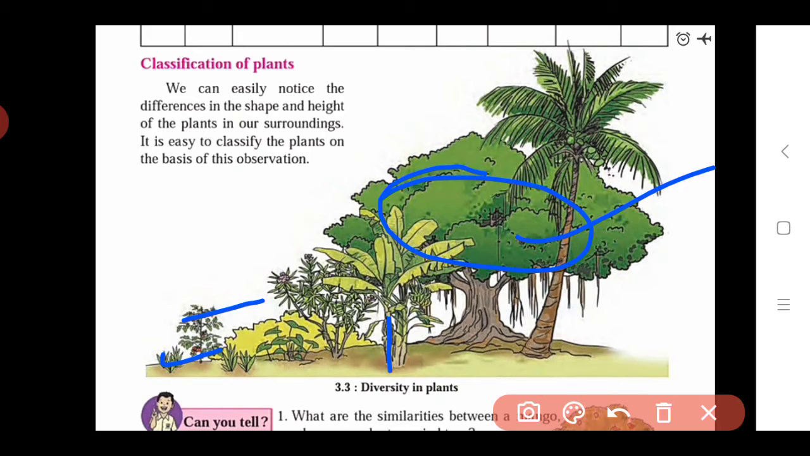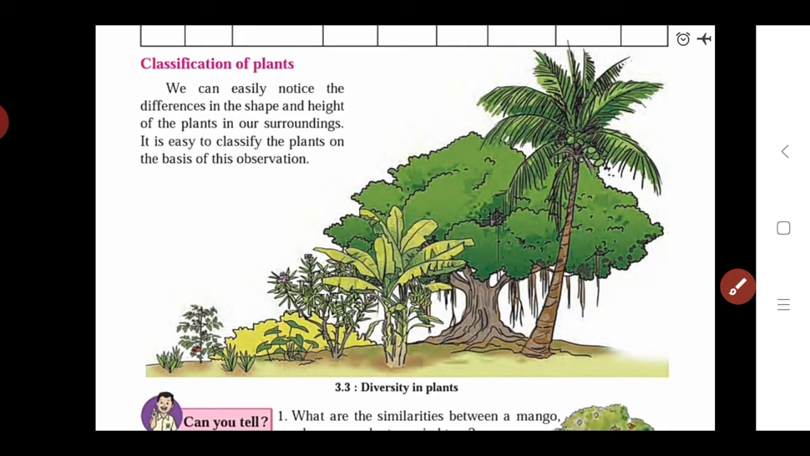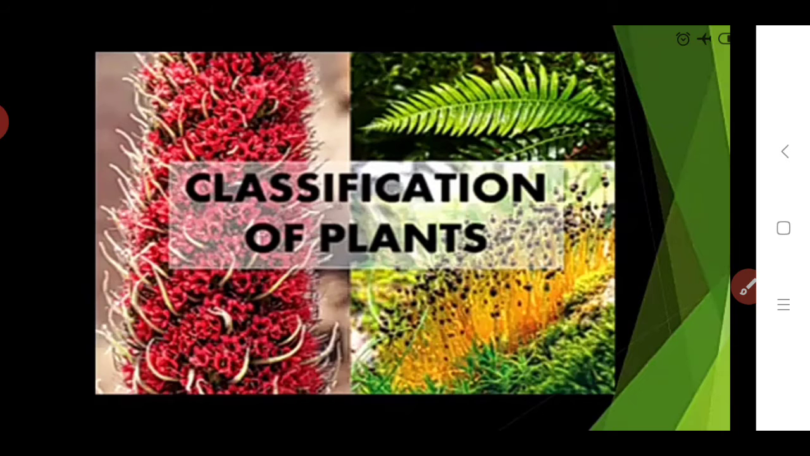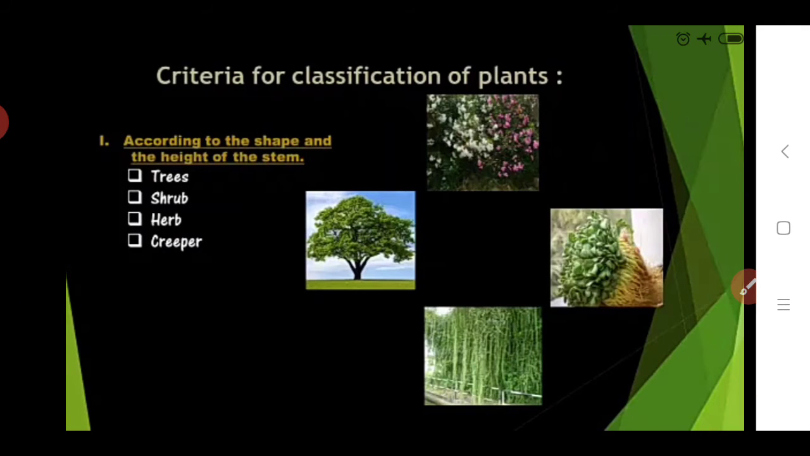Means the first classification depends upon their size and shape. So in this they ask the question, what are the similarities between the mango tree and other trees? So here we see the first classification of plants. In which way? The first way is according to the shape and the height of the stem. According to this concept, they are classified into four types, that is trees, shrubs, herbs and creepers. So one by one we see all these types.